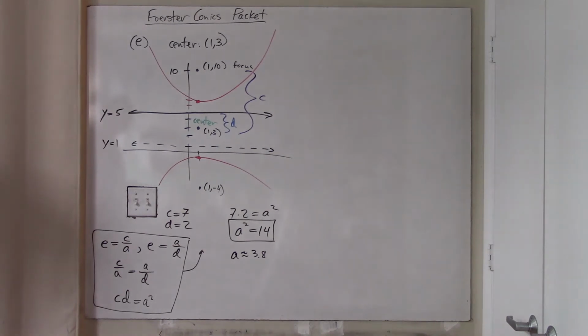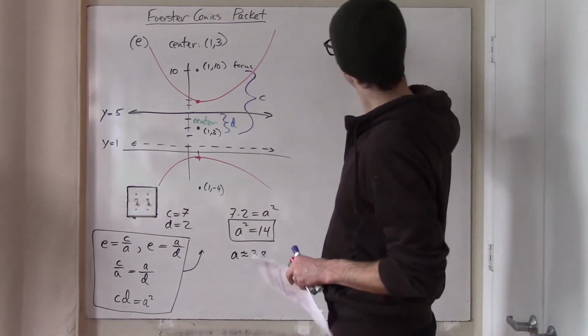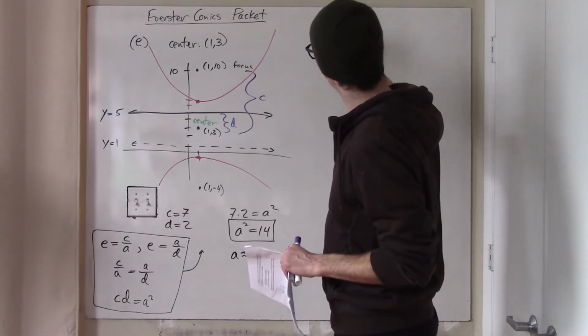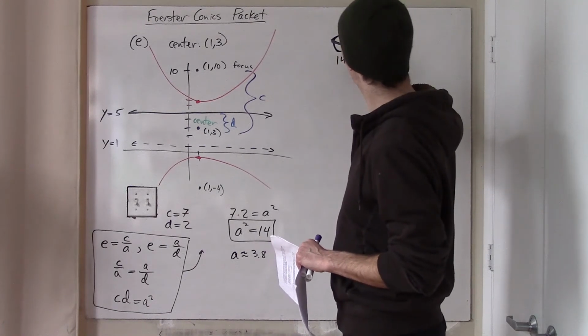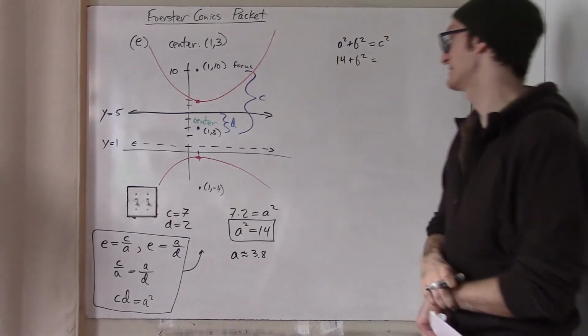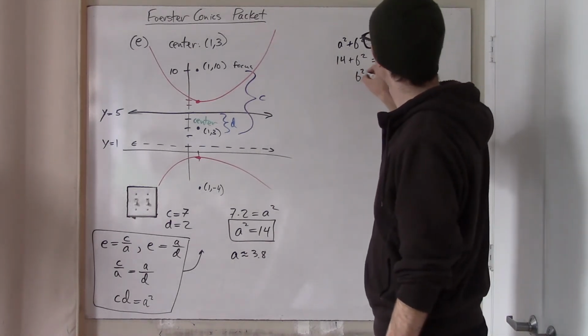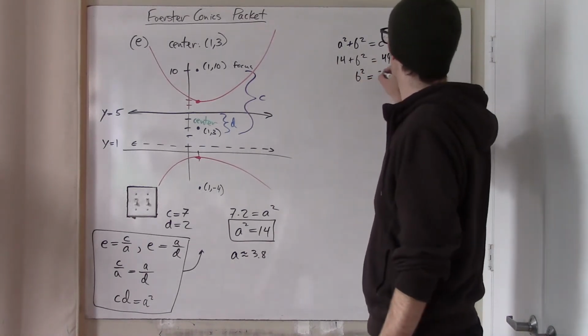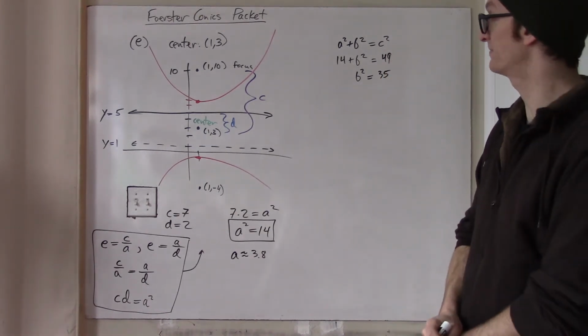Okay, what do I need to finish off the problem? I guess I need b. Well, in a hyperbola, a squared plus b squared equals c squared. So if a squared is 14, c is 7, so c squared is 49. So b squared is 35. And I guess that's it.